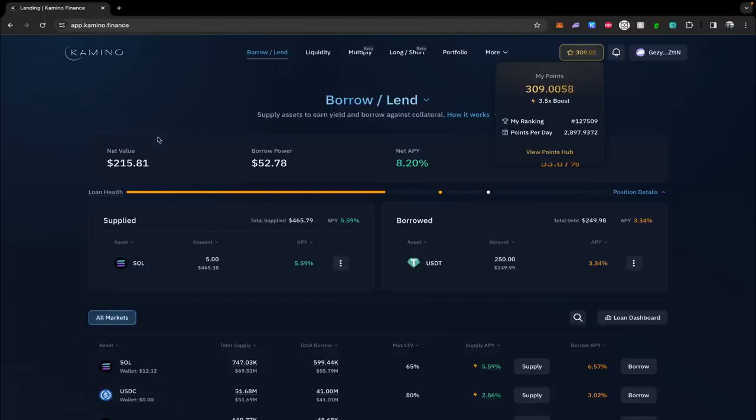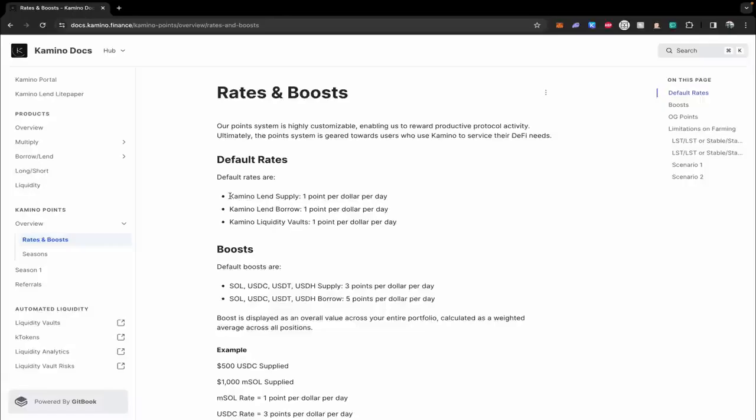So here's a quick breakdown of why this works. The default rate on Kamino is 1 point per dollar daily used to lend, borrow, or supply liquidity. However, certain assets provide a boost. For example, if you supply one of the following assets, SOL, USDC, USDT, USDH, you get 3 times as many points per dollar. Then for borrowing, you get 5 points per dollar per day for the same assets.